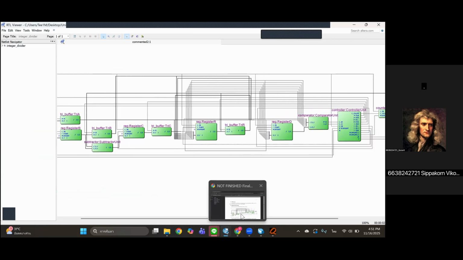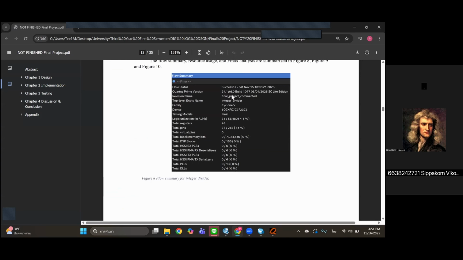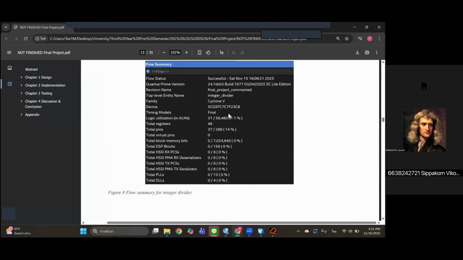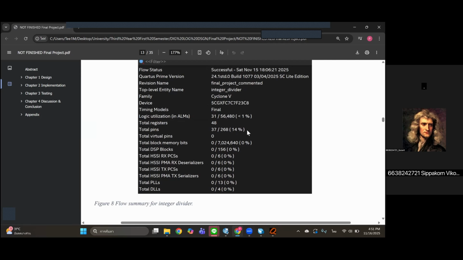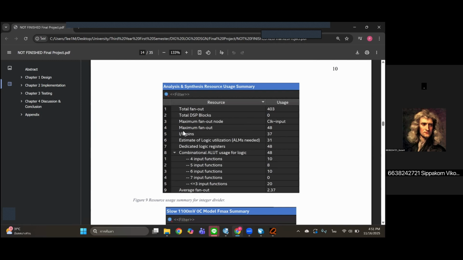And now for the result, we use Cyclone V, and it utilized less than 1% of our resources. It utilized 37 pins though, which is 14%, because we implemented an 8-bit integer divider, so it has a lot more pins. As you can see here, the maximum fan out is the clock input, like the total number of flip-flops that we have, which is 48.